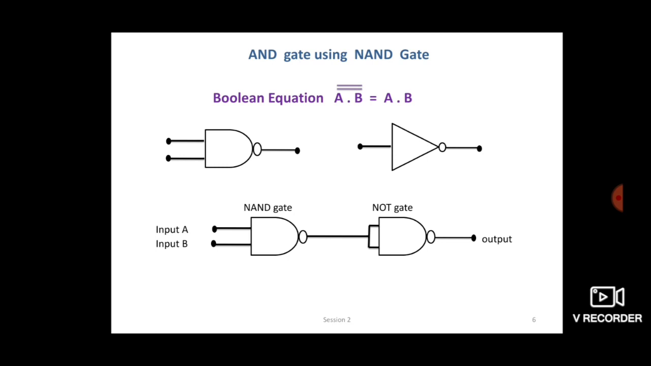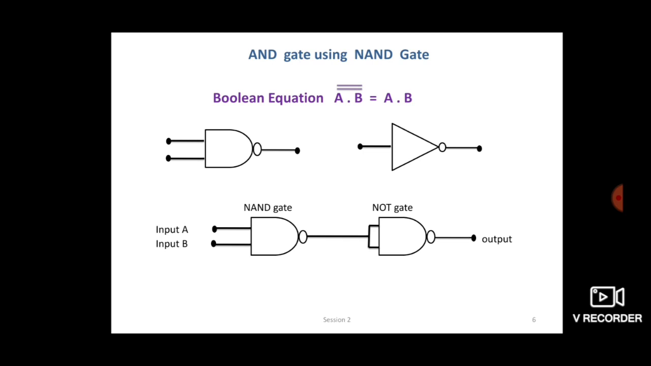Now, students, we create AND gate using NAND gate. What is the Boolean equation of AND gate? A dot B. This is the Boolean equation for AND gate. Now we create this AND gate using NAND gate. Now see here, what is the adjustment in NAND gate? That's why NAND gate and AND gate.